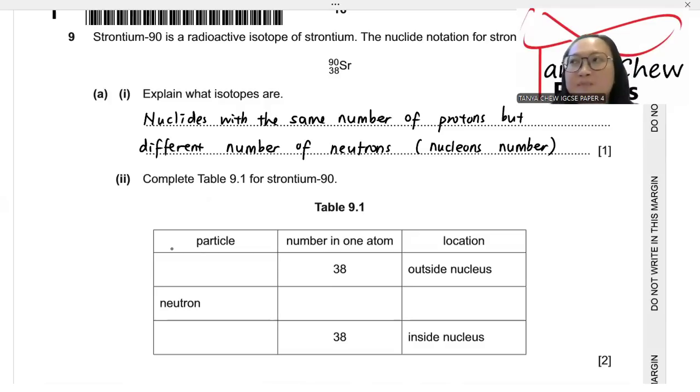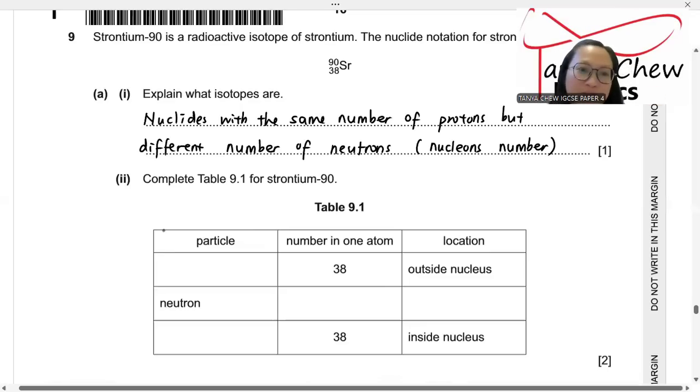But that doesn't mean that they have the same physical properties. Physical property is that, okay, some of the isotopes are solid, some of the isotopes are liquid. That is what we call physical properties.